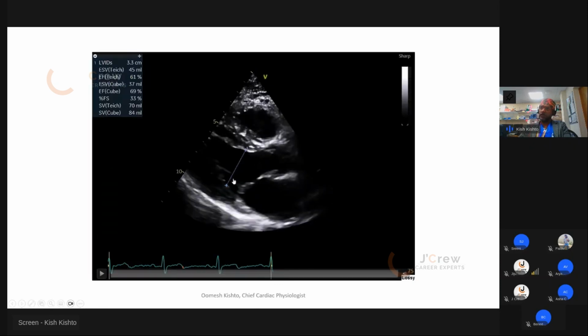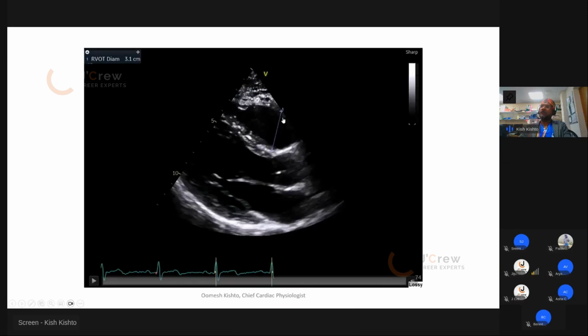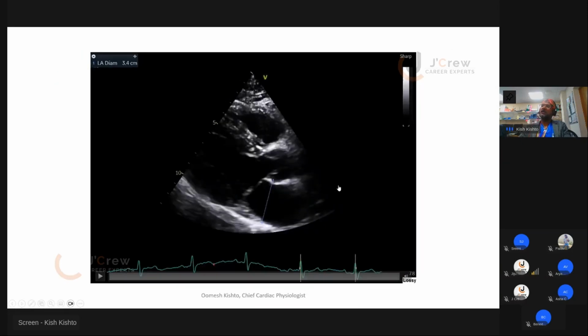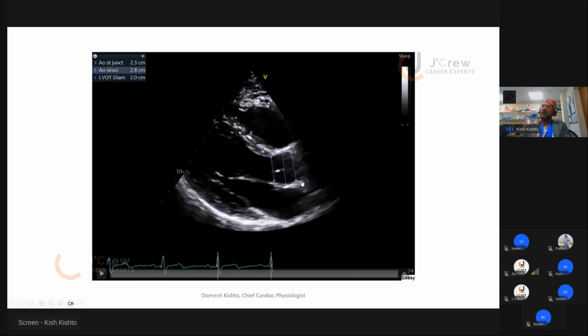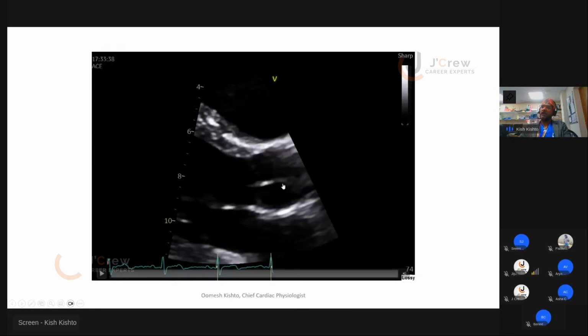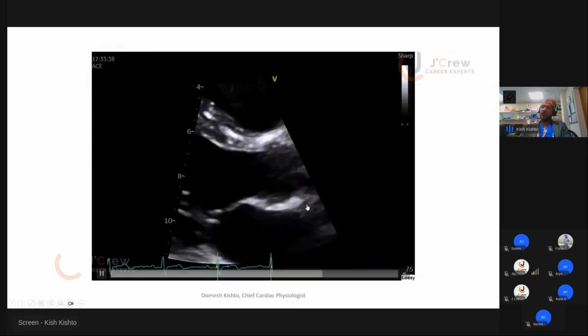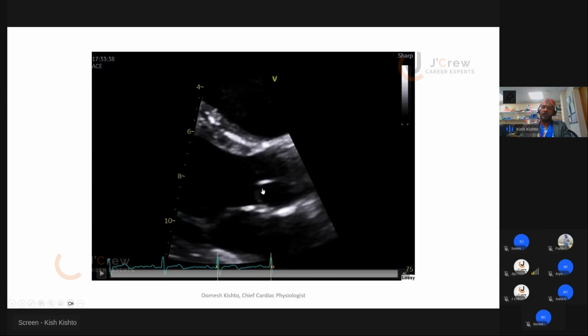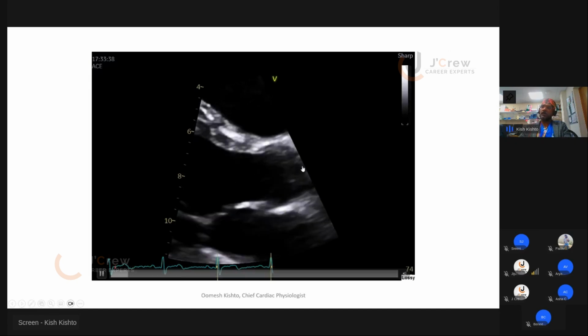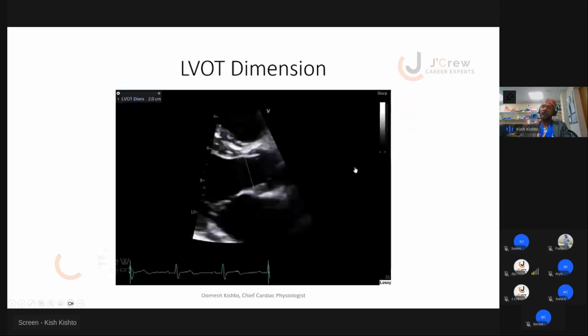And then during systole, the dimension, then RVOT, and then your LA. We will come back to that in a sec. And then you look at your aorta, zoom on it, make sure it's opening well. You can see the leaflet, the non-coronary cusp and the right coronary cusp, which is opening nice. And then you measure the LVOT diameter when the valve is open.